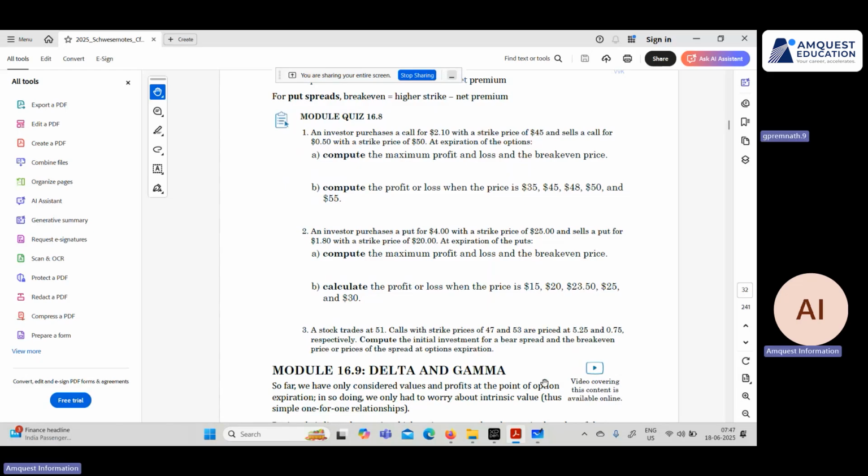Okay, is that okay? If you are buying at a higher strike price, how much are you paying? You are paying 0.75. Correct. And if you are selling at a lower strike price, how much are you getting? 5.25. Exactly. So this is actually an inflow if you look at it.